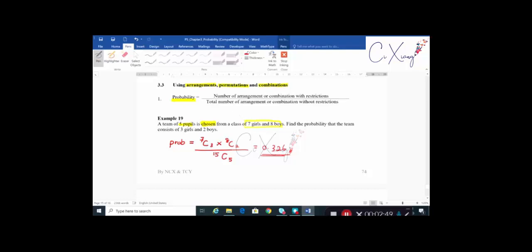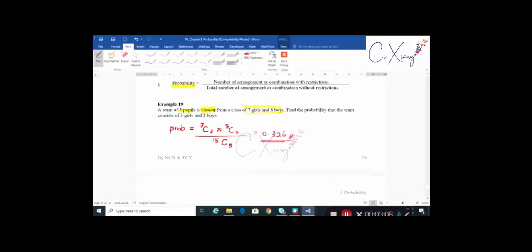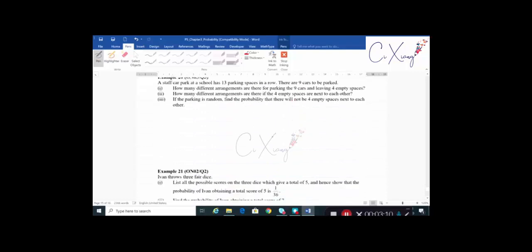Again, just to remind you all, the formula for getting probability is the number of arrangements or combinations with restrictions divided by the total number without restrictions. Just bear this in mind. So this question is not hard, it is quite simple. Maybe you can discuss a harder one. Let's have a look at example 20.